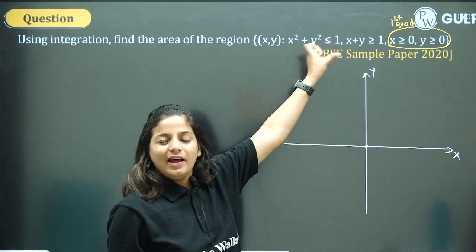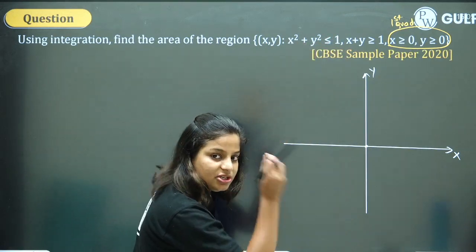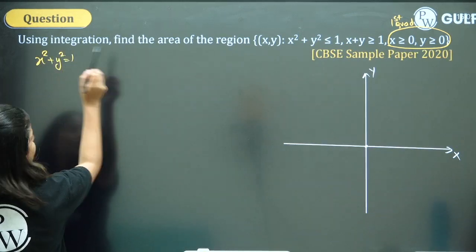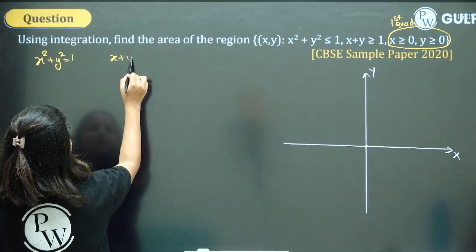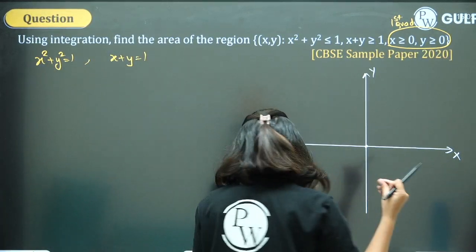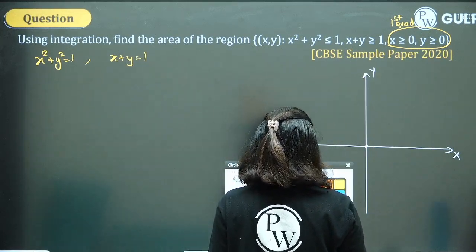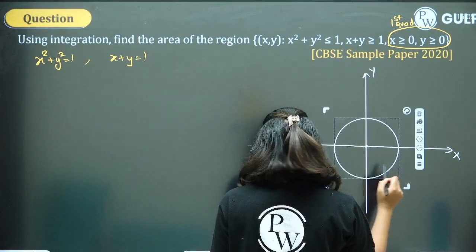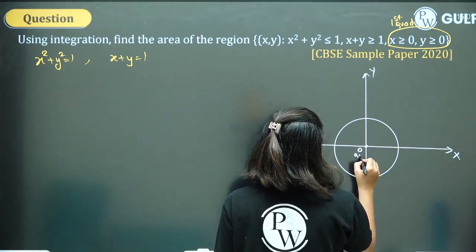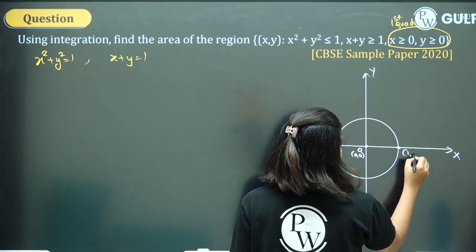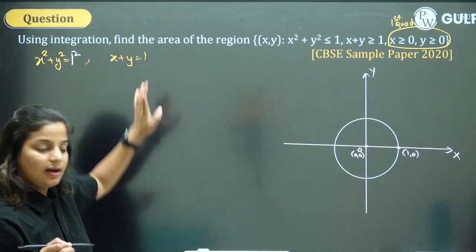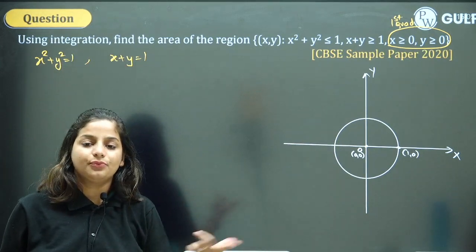We remove the inequality from both of these and write equality so that we understand what to do. x square plus y square is equal to 1, that's one of the curves, and x plus y equal to 1 is another curve. What is this curve? Look at the curve. It's a circle. Can you understand? It's a circle with center at origin, and its radius is 1, right? x square plus y square equal to R square. 1 square. When you compare, R is 1.